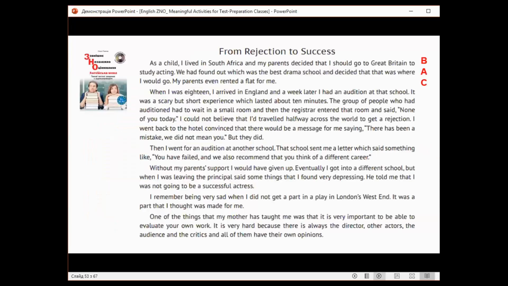So let's look at the actual text. The text is about a girl who wants to study and to be an actress. So you see the first paragraph, and the correct one was BAC. Yes, so at first, she lived in South Africa. Then she found out what was the best drama school, and then the parents rented a flat.